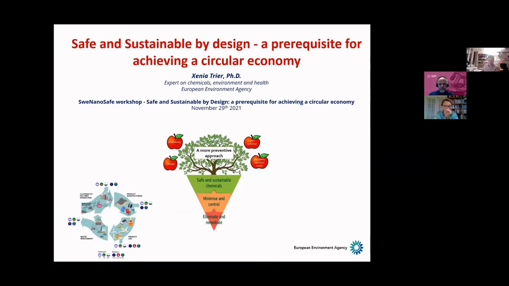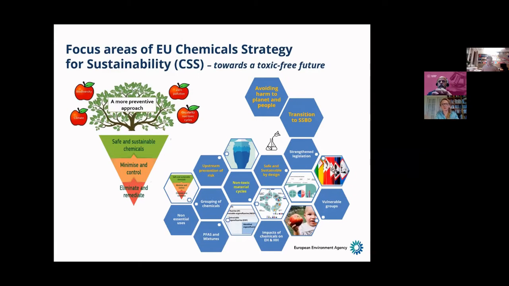Safe and sustainable. Yeah, I will talk about safe and sustainable by design and why it's needed for a circular economy, of course, as you said, Patty, in the context of the chemical strategy for sustainability. So this is just an overview slide that shows some of the elements in the chemical strategy for sustainability.